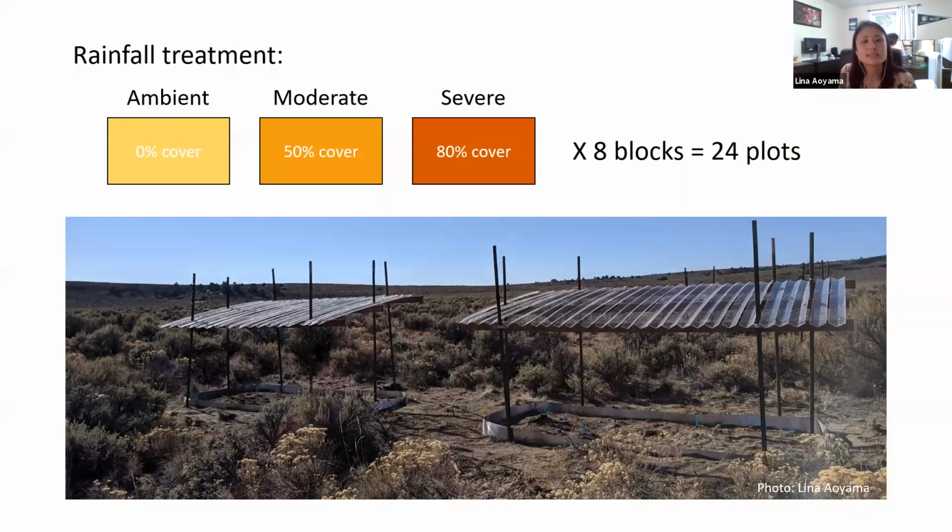In fall 2019, my lab mates helped me create these drought shelters that passively shield the rain throughout the year. And I set up a common garden experiment within these rainout shelters in a randomized block design. I have 3 rainfall treatments. In the ambient, I have no cover. In moderate drought plots, I have 50% cover. And in severe drought plots, I have 80% cover. And I made 8 blocks of these to add up to 24 plots.